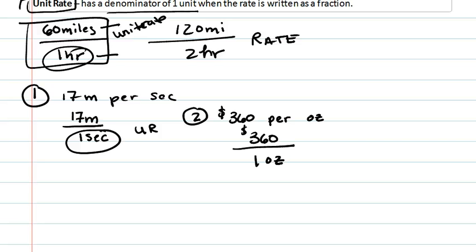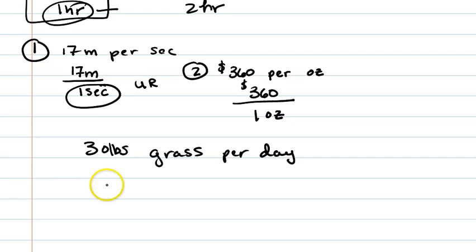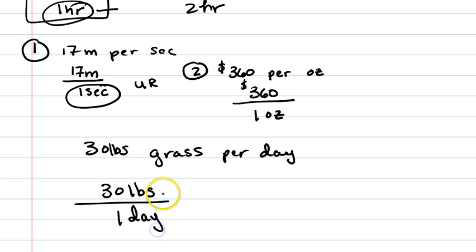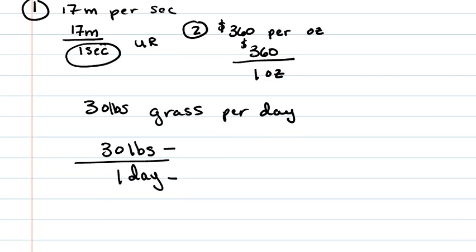Alright, let's apply this. Let's say that a milk cow grazes in a field and eats about 30 pounds of grass per day. Alright, let's write this as a rate. 30 pounds per 1 day. Again, this is a rate because I have two separate units. It's a special rate. It's a unit rate because it has a denominator of 1.